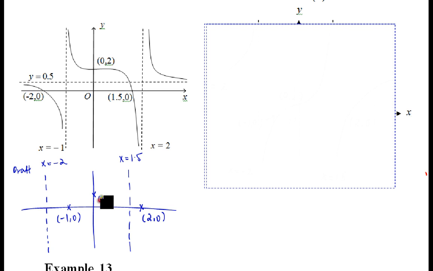Zero half. Now, I think we are ready. Let's then divide the graph into 3 sections: smaller than -2, between -2 to 1.5, and between 1.5 to infinity. So let's focus on this part. Okay, only this part. That means from -infinity to -2, stop here.